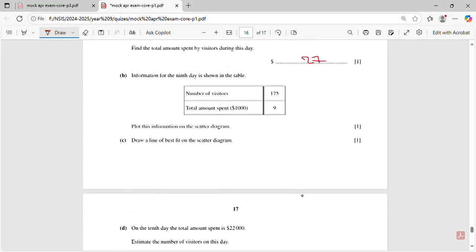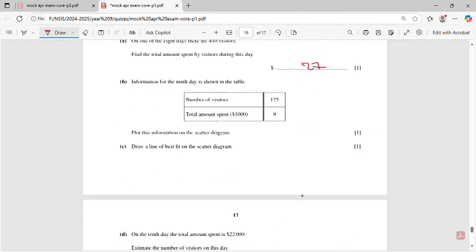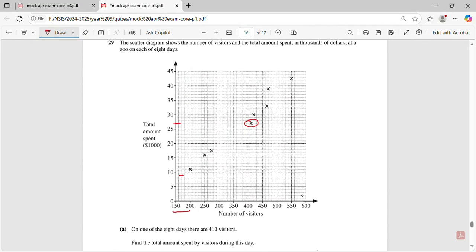Okay, and draw the line of best fit. Of course, you know how to draw the line of best fit. It has to go through most of the points, and the number of dots on its right equals the number of dots on its left.